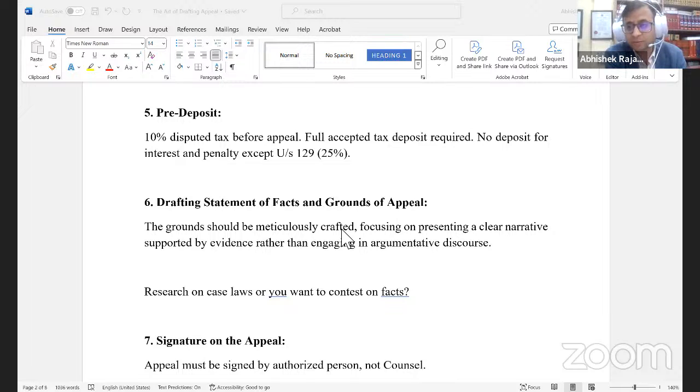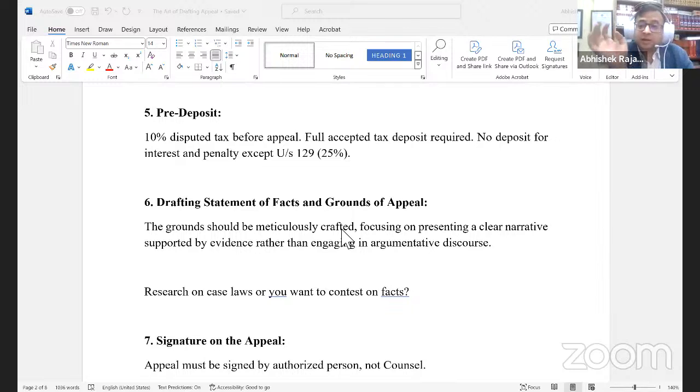Then, on what ground do you want to challenge the order passed by the proper officer? Why do you want to challenge? Just because you are aggrieved, or you have a financial burden due to this order, you cannot go and challenge the order. There should be a substantial reason for challenging the original order. That reason could vary, and this you have to prove. What are the reasons?